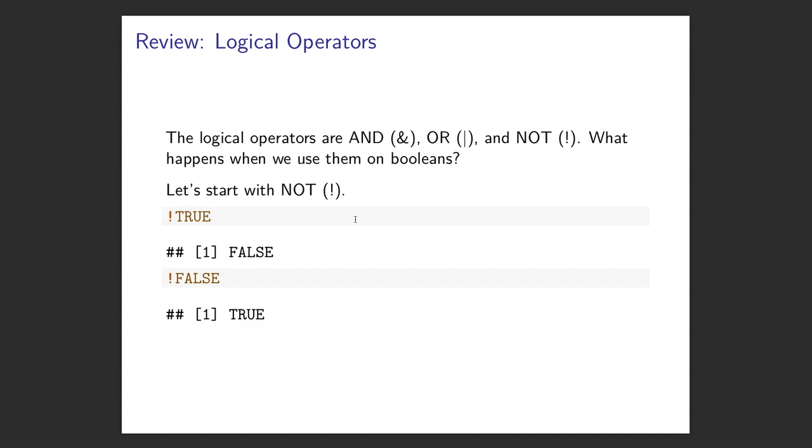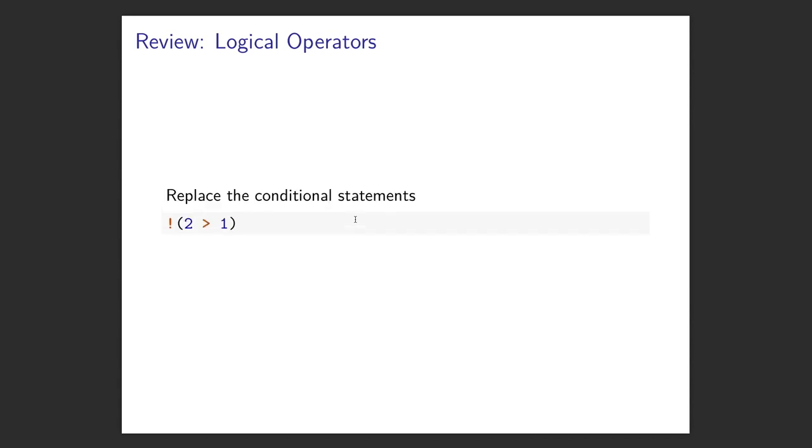We have and, or, not. We call not means the opposite. So we say not true, we get false. We say not false, we get true. Now in code, we're not going to have true and false in our if statements. We're going to have conditional statements.